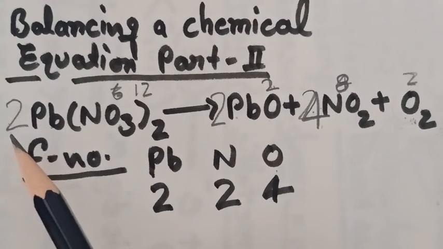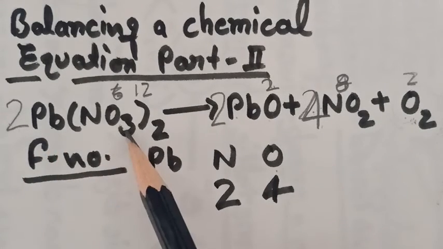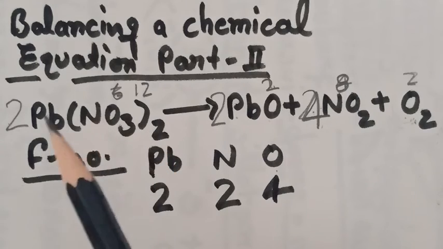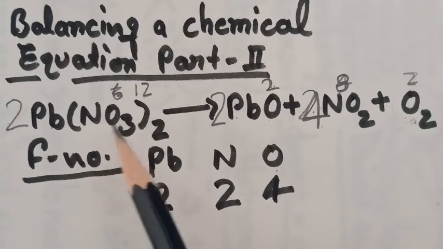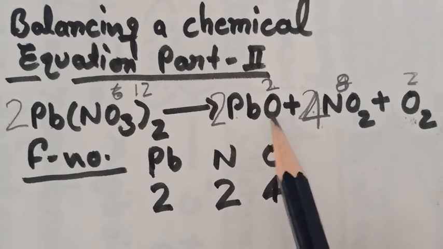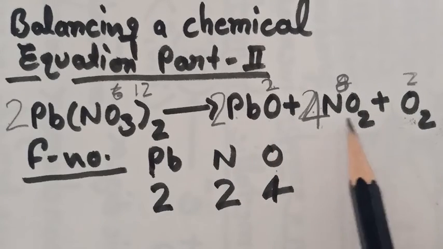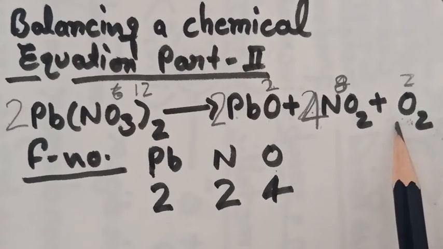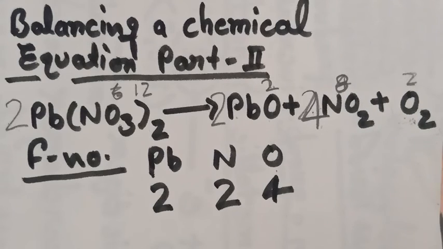It means that when 2 molecules of lead nitrate are strongly heated, they form 2 molecules of lead oxide, 4 molecules of nitrogen dioxide and 1 molecule of oxygen. I hope everything is clear.